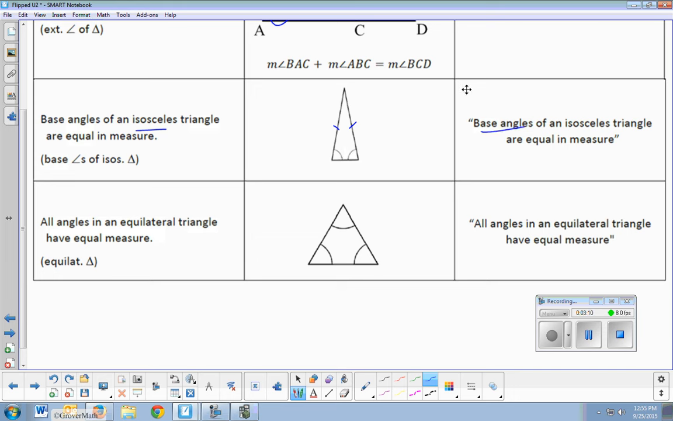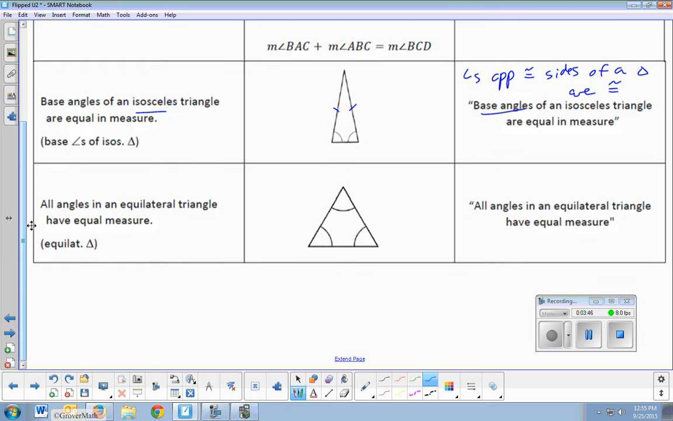But a lot of times you're going to hear the phrase, and we're going to write the phrase, angles opposite congruent sides. That's an ugly way to write it. Let me change that. Angles opposite congruent sides of a triangle are congruent. That's basically the base angles of an isosceles triangle are congruent. But you'll hear that a little bit more, I think. And so these are equal in measure. This third angle up here is not equal to the other two. That's called the vertex.